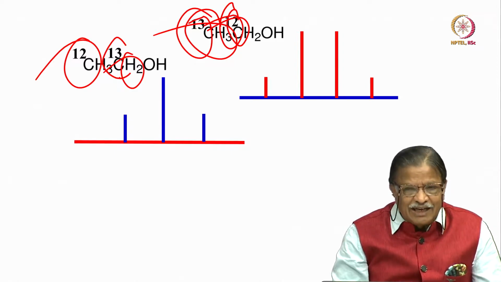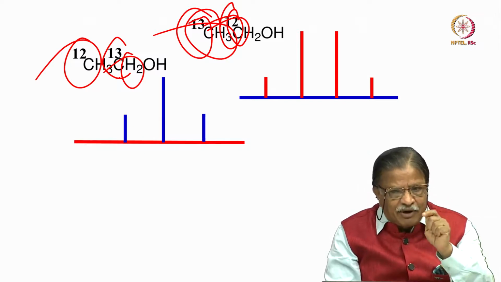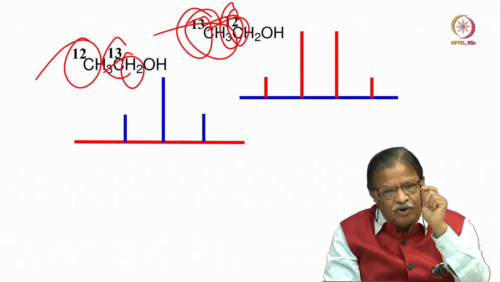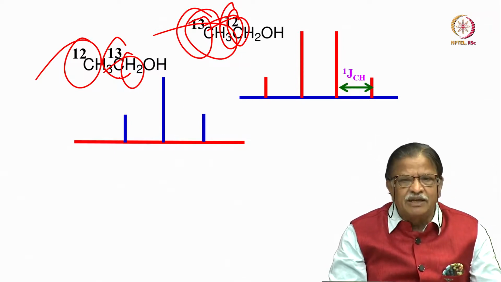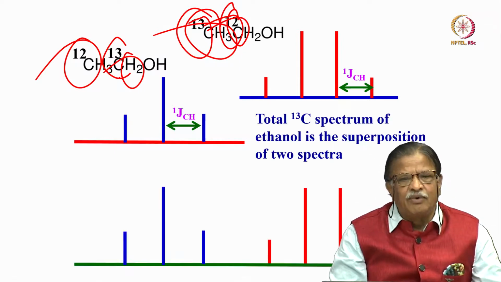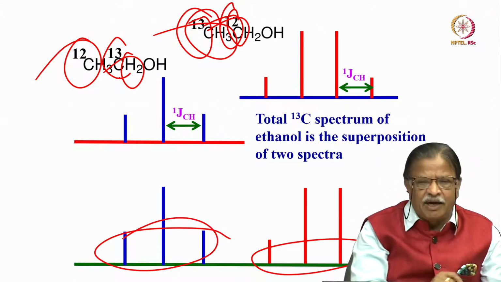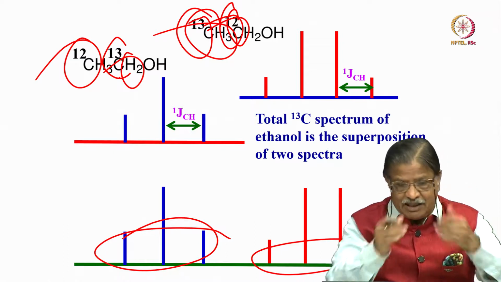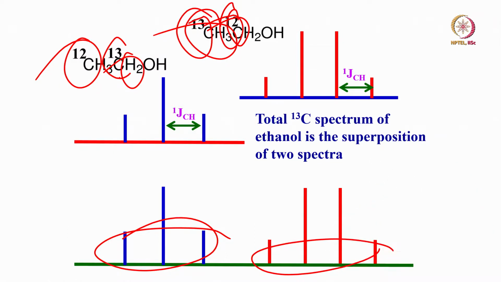Now in reality, in an ensemble of molecules present in the NMR tube, both these molecules are simultaneously present. The spectrum is a superposition of both the spectra. So you are going to get a quartet and a triplet. When you take the spectrum of this molecule, in reality you will get a spectrum like this. This is a realistic spectrum. You get a quartet and a triplet.